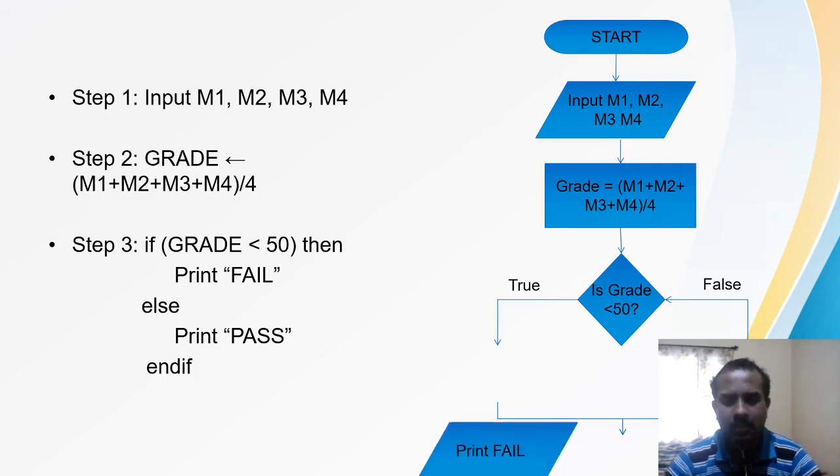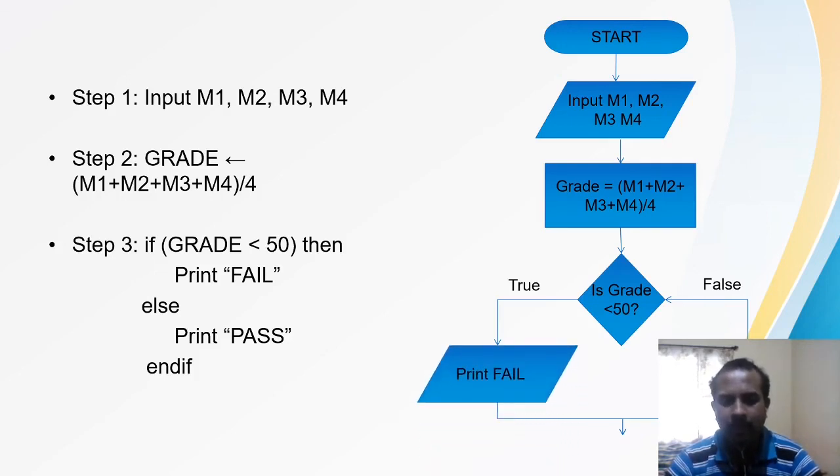If it is true, then what do I have to do? I have to print fail. If it is false, then what do I have to do? Print pass. If you remember properly, in the decision I have mentioned that the branches coming out from the decision will determine the different steps, right? For example, if the condition is true, then it is going to print true. If the condition is false, then it is going to print false.